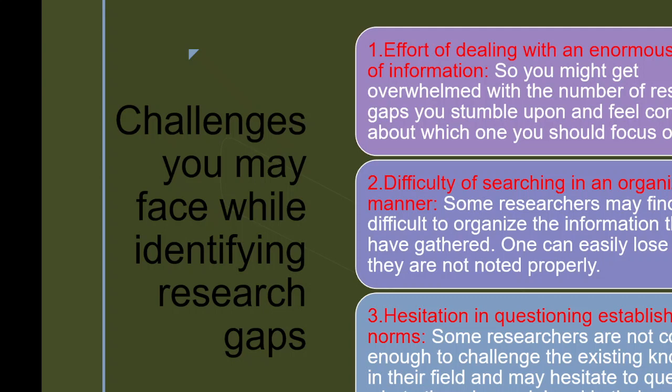So these are the things which have been studied by previous researchers. These are the areas which are still unexplored, so it is quite easy for you. That is why earlier dealing with enormous information was a problem. Difficulty of searching in an organized manner, that is also a problem. Some researchers might find it difficult to organize the information they have gathered.